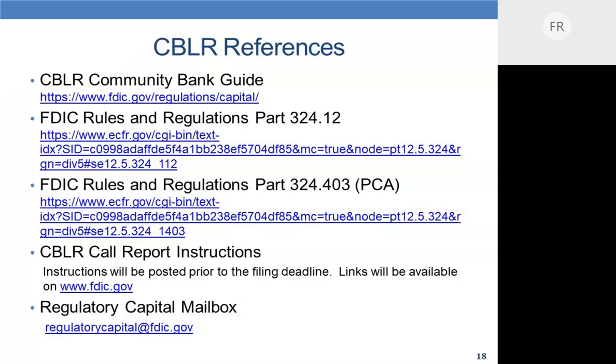Although obviously, to the extent that you have to report what portion of your portfolio is a construction loan or an ADC loan, I know that within Schedule RC-C in the Call Report there are requirements to report your construction loans. Those reporting requirements exist. But from a capital perspective, a bank that meets all the eligibility criteria and elects to use the CBLR is not going to have to identify any HVCRE loans.